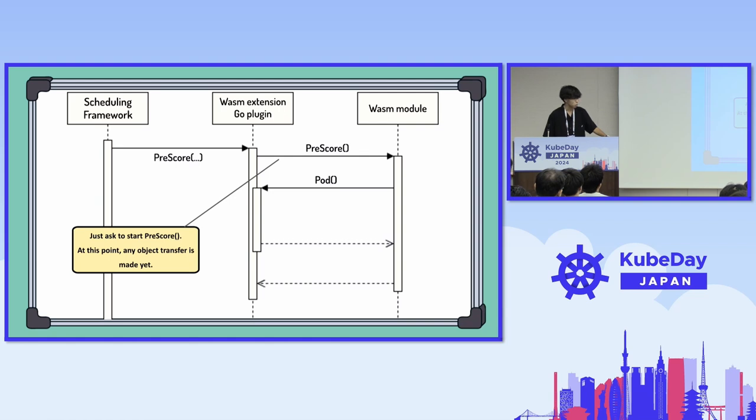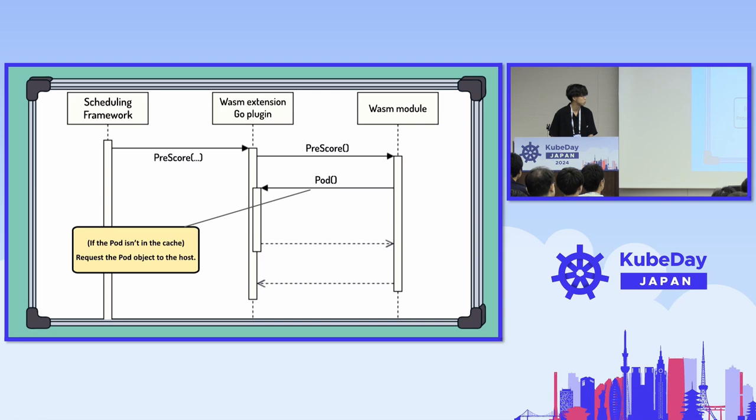So here is an understandable diagram. When the framework calls preschool, the parent calls the preschool function of the last module, and at this point, in preschool, another object needs to be fetched. And then the logic module takes over. So this is how lazy loading works, and actually the logic module calculates the values.